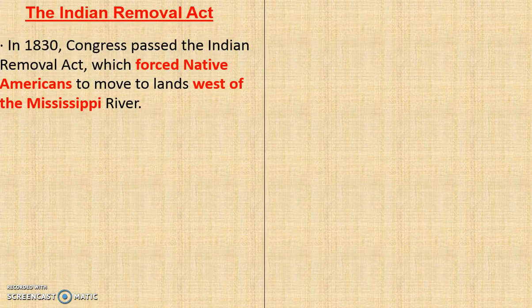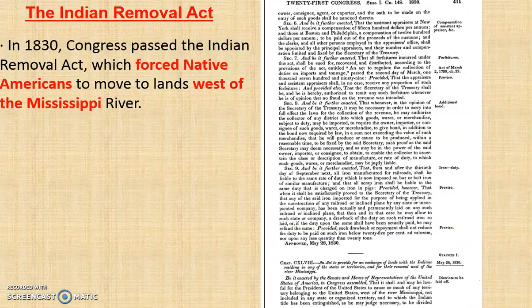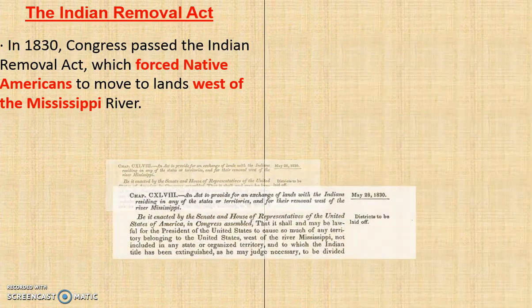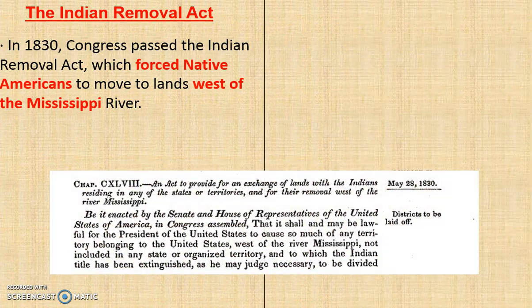So we have the Indian Removal Act. In 1830, with the support of President Andrew Jackson, Congress passed the Indian Removal Act, which was a bill to force the Native Americans living to the east of the Mississippi to move to lands west of the Mississippi River. And here we see the text of that bill. And again, Andrew Jackson was a strong supporter of this, and in fact gave a speech to Congress in December in which he talked about the benefits of the Indian Removal Act and the need to move these natives off their land.